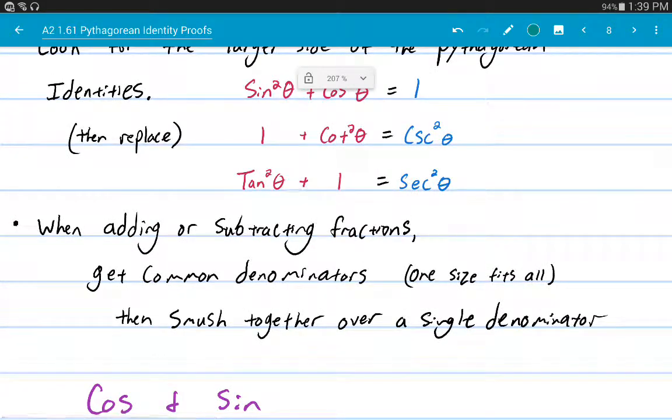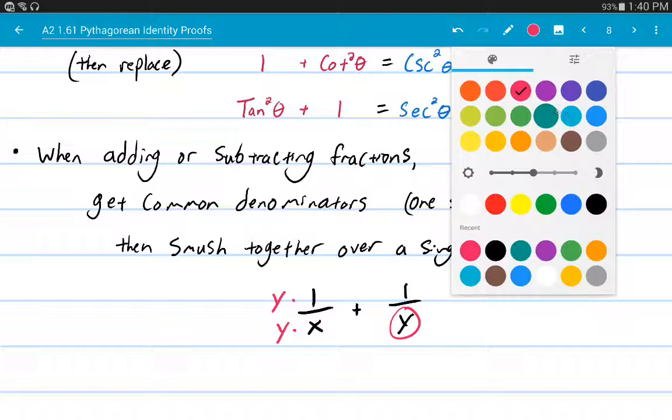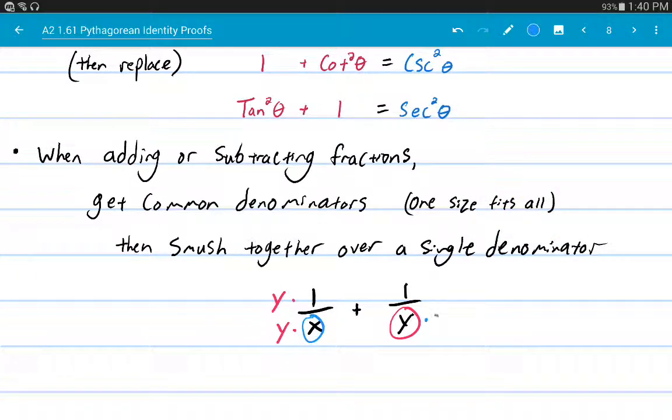When we're adding or subtracting fractions, we may need to get common denominators, and what we do then is something that I call the best-fits-all method. What that means is if I had two fractions, say 1 over x plus 1 over y, I would take this and multiply it here and here, and then I would take this and multiply it here and here. And as you see, that's going to get me the same denominator, yx and yx.